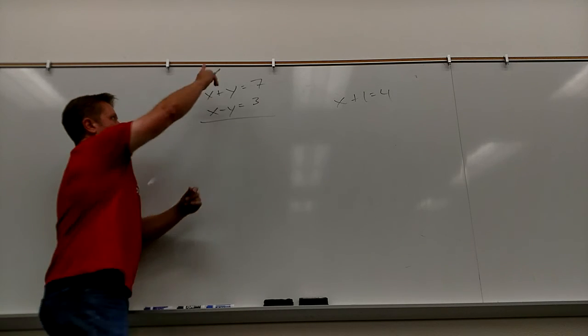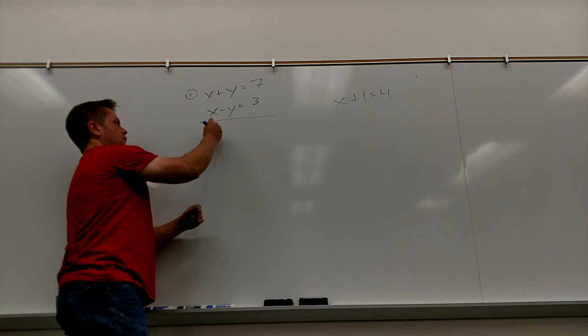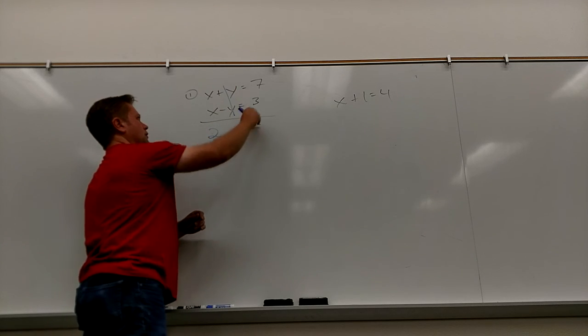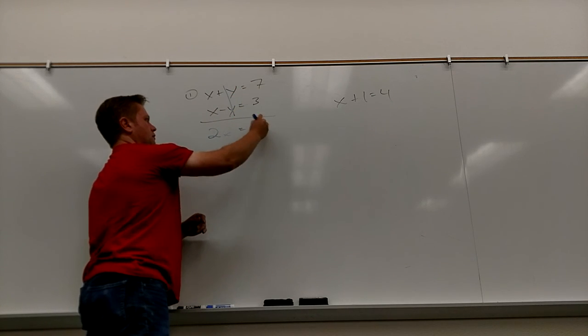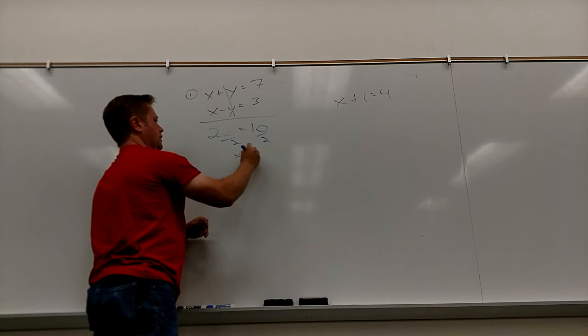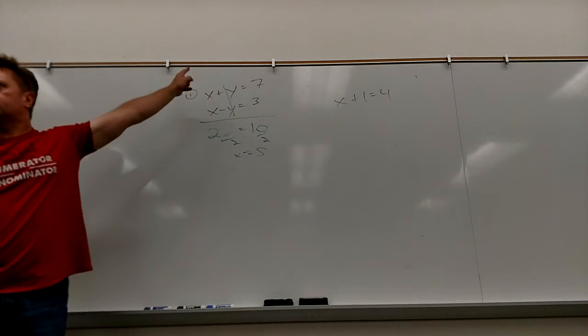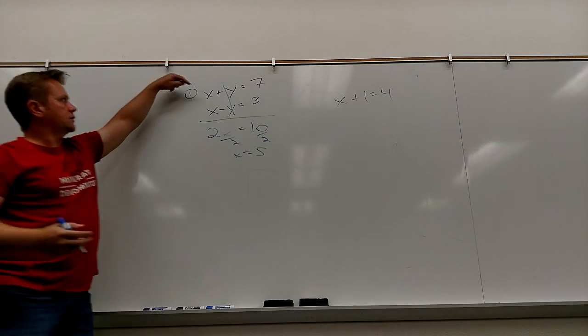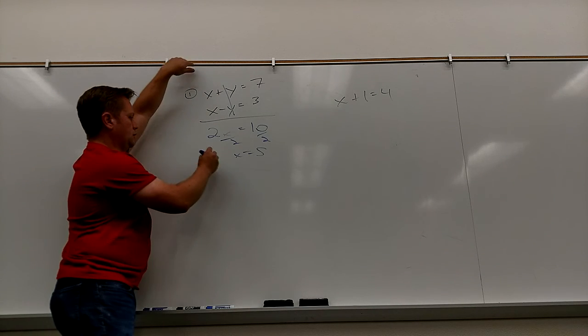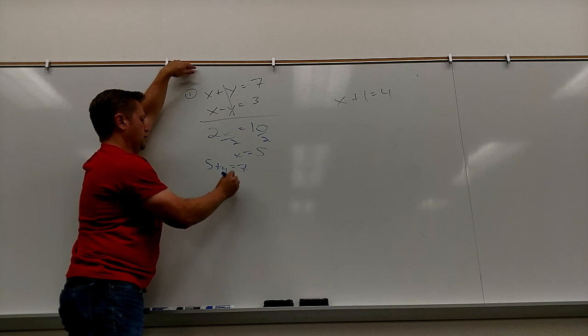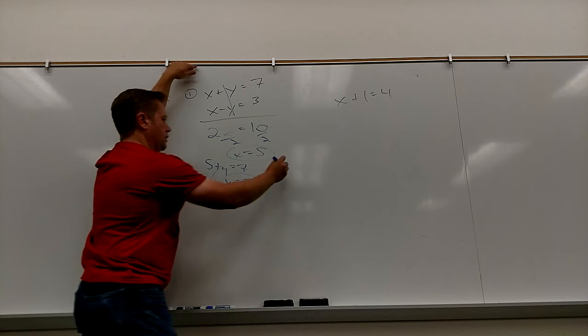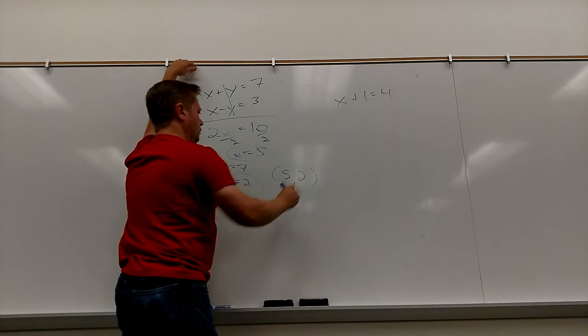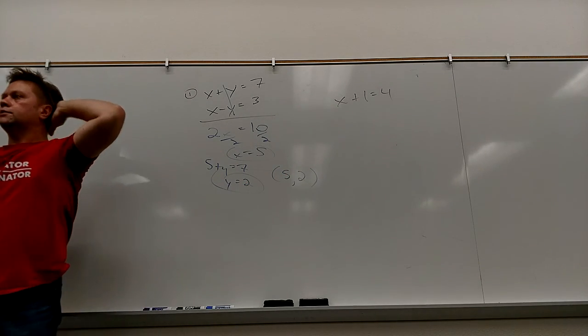But now, if I do add them together, x and x, 2x, the y's go away. 7 and 3, 10. x is 5. And you know not to stop there because there are two things I need to know. If x is 5, y obviously has to be 2. y is 2. So the answer is actually going to be, you can put it as a point.